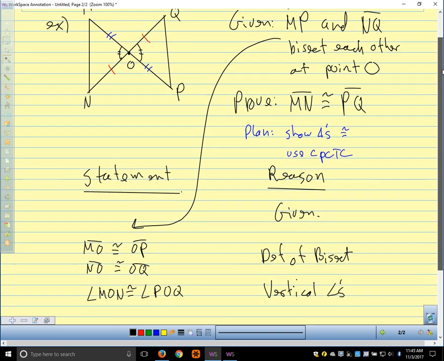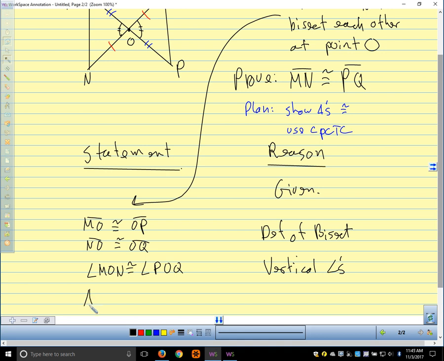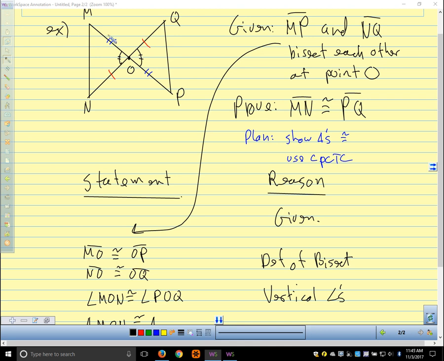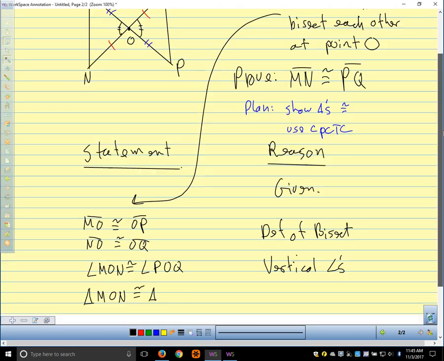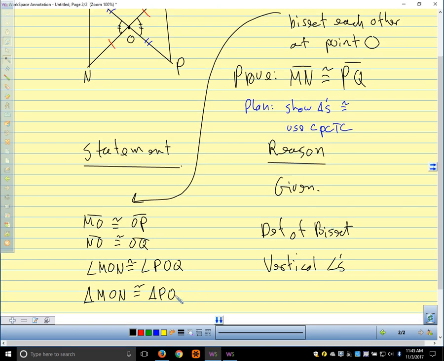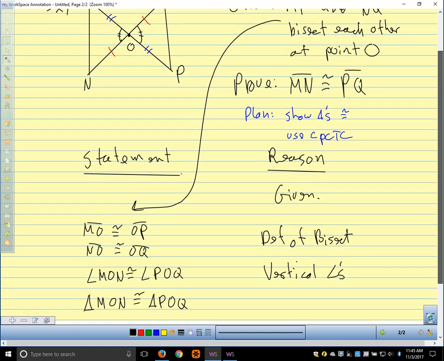Well, now we have side, angle, side. So I can say that the triangles are congruent. So I'd say triangle MON is congruent to triangle, and we need segment MO to be congruent to segment PO. So I'm going to say POQ. And that reason would be side, angle, side.